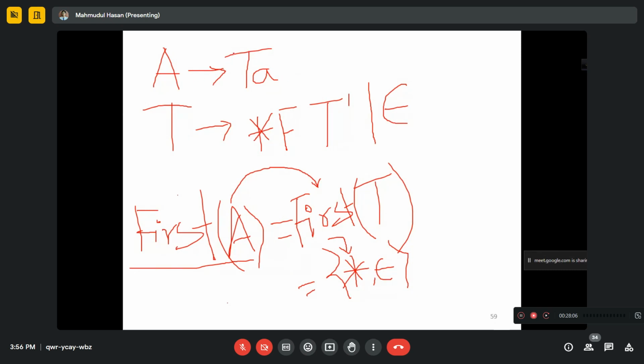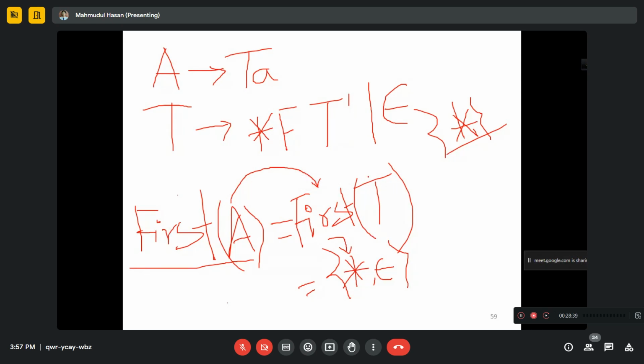Sir, how will we understand that they are different? In the previous case, we saw that first of A and first of T are the same. In the previous case, the first of T is only the star. So there is no epsilon. That's why the first of A and first of T are the same.